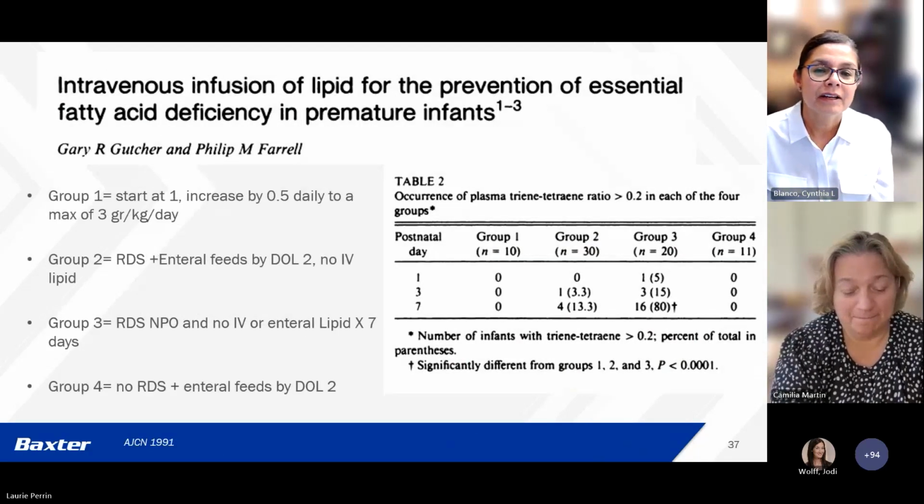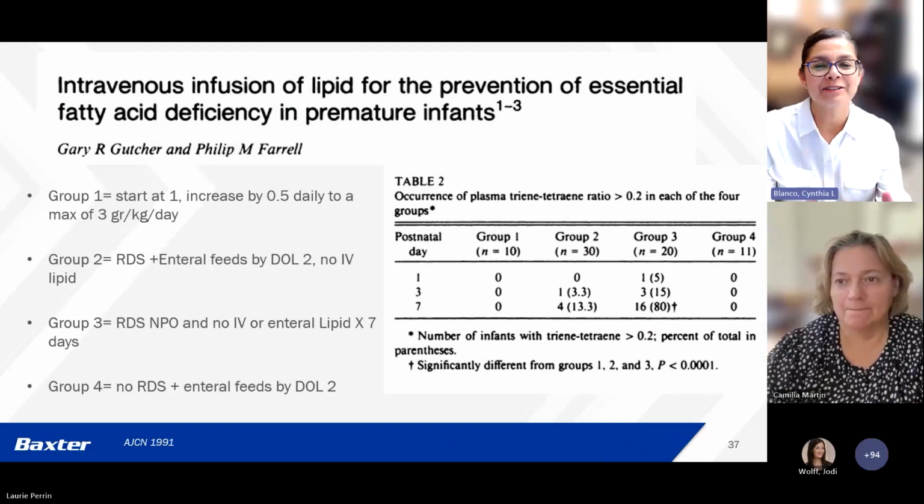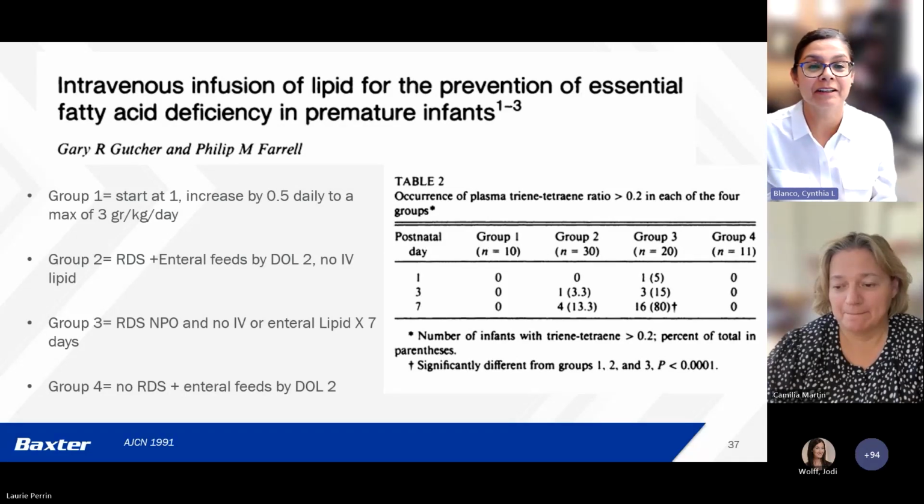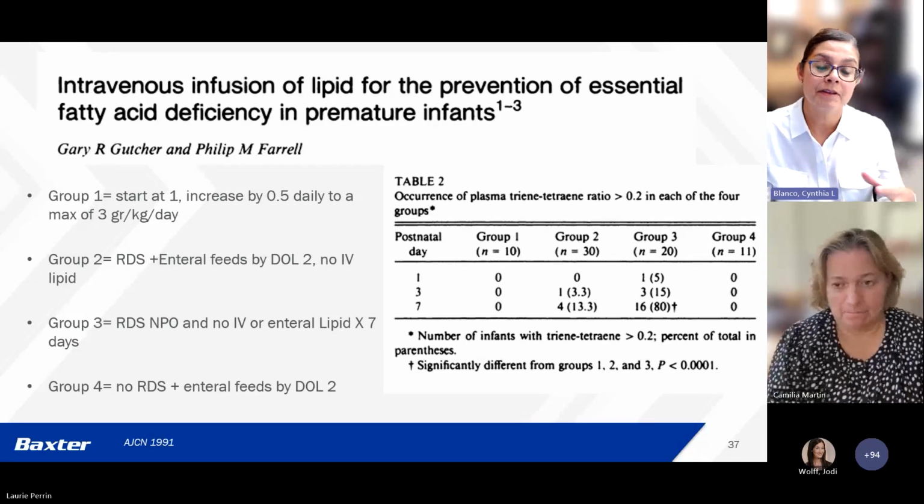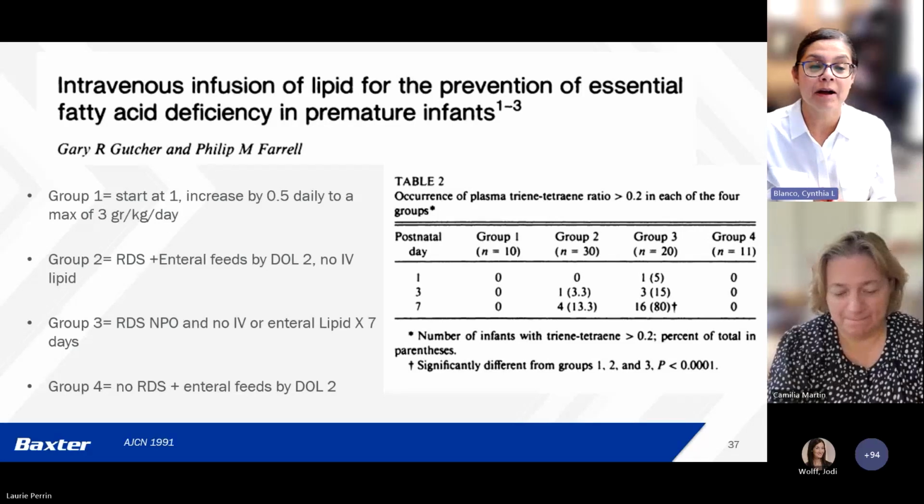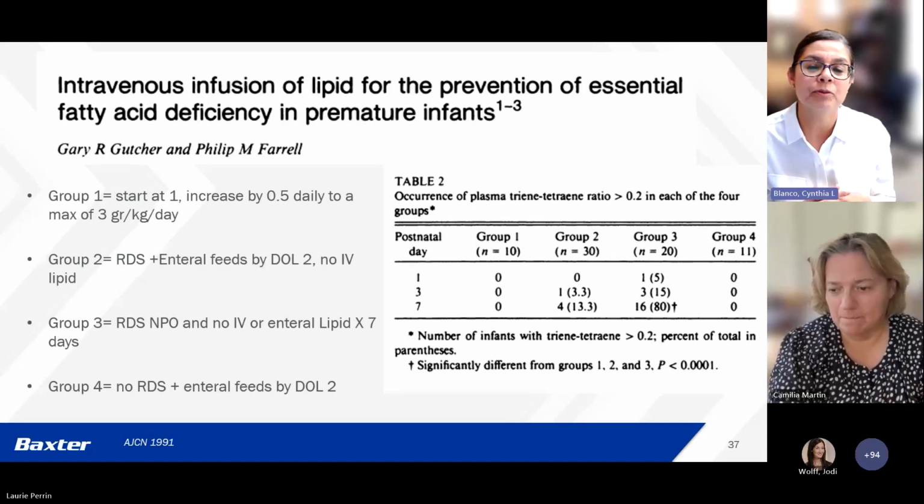And I like going back to history of where did all of this come from, right? We're not going to be able to do these studies anymore because it would be completely unethical. But back in the 80s, they studied this in about 60, I think it was 60, 70 preterm infants. They were born at about 31 weeks gestation.